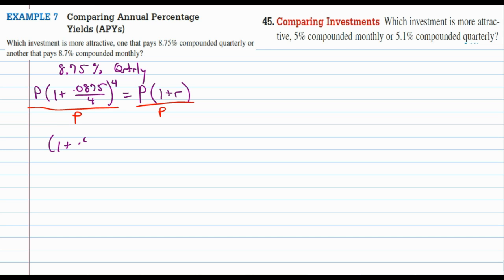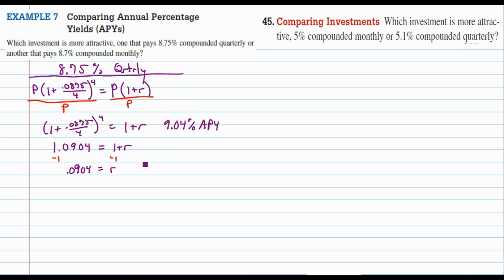I have 1 plus 0.0875 over 4 to the 4th equals 1 plus R. So now I can just simplify the left-hand side and subtract 1 from both sides to find out what my R value actually is. So I found that the 8.75% investment compounded quarterly has an APY of 9.04%. So now I've got to see what the other investment produces as an APY to see if they earn more for the year or in total less for the year.